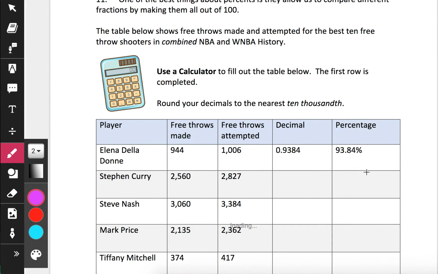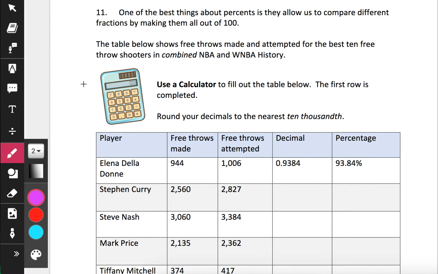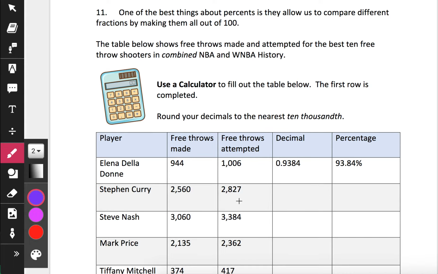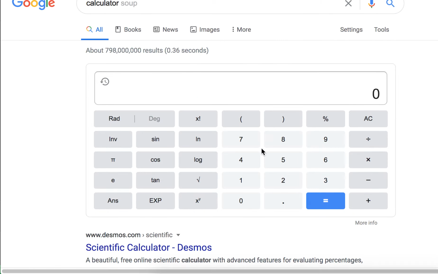Sometimes you're going to want to use a calculator. So here we have a table that shows the best 10 free throw shooters in combined WNBA and NBA history. And it asks us to use a calculator to fill out the table below. So let's look at Steph Curry. He's made 2,560 free throws out of 2,827 attempted. 2,560 over 2,827.